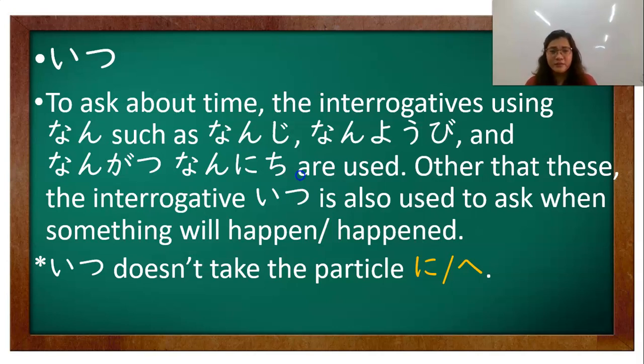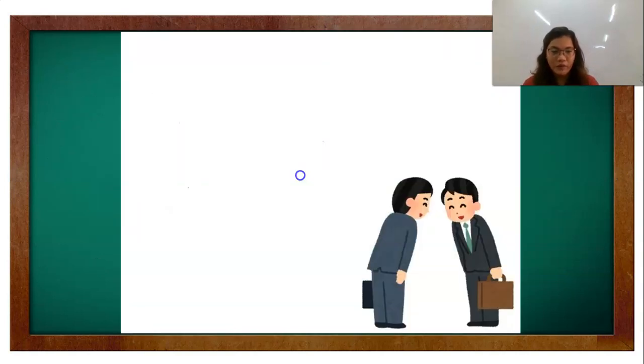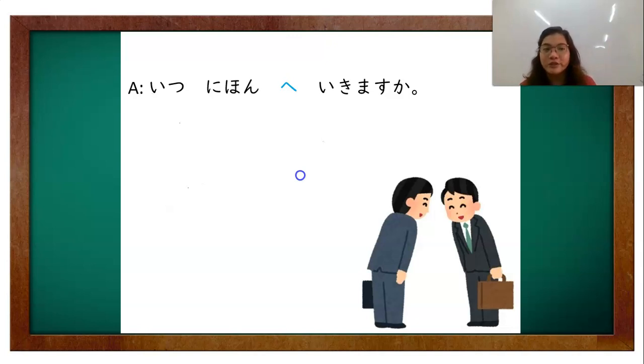So, not like other interrogatives, nakasama niyo sila sa particle, but itsu is different because hindi niya katabi si particle ni or si particle e. Okay? For example, itsu nihon e ikemasu ka? Kailan ka pupuntang Japan? When will you go to Japan?